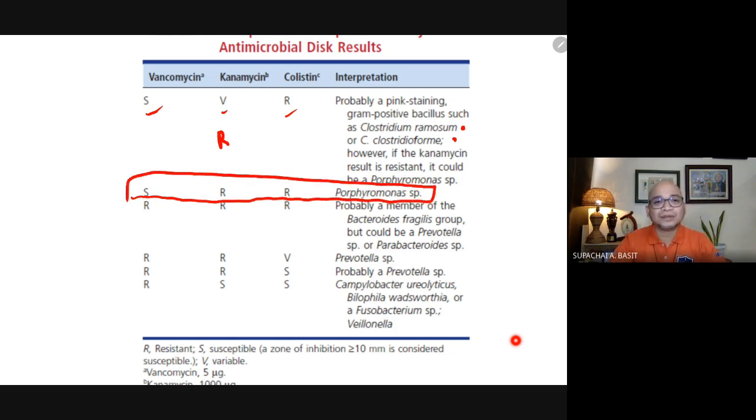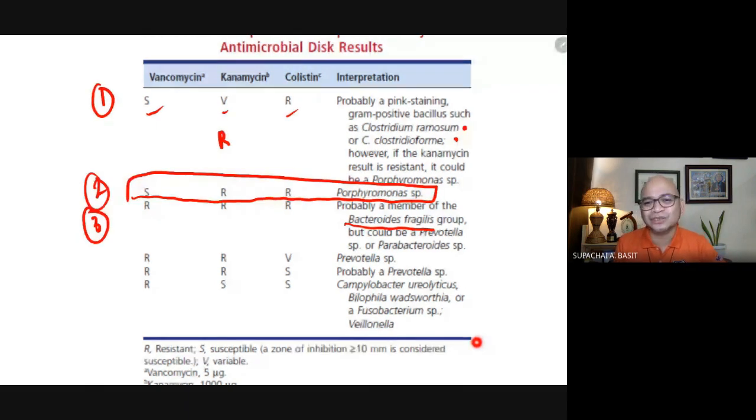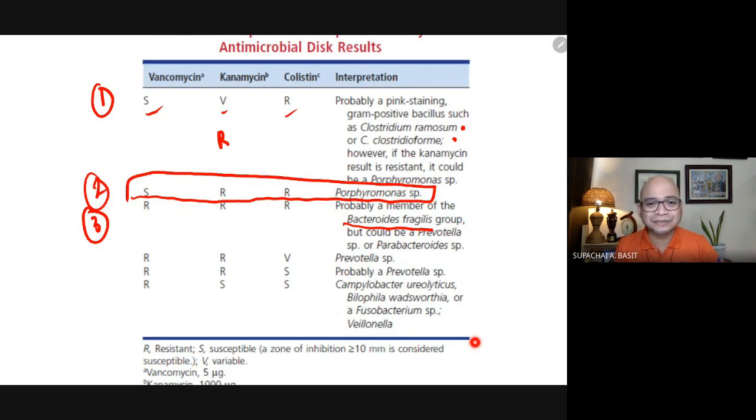Okay? So the only difference between result 1 and result 2 is actually kanamycin. Result number 3 means that all of the discs are resistant. So probably you are dealing with a member of Bacteroides fragilis. But it could also be Prevotella or Parabacteroides. So again, it's not confirmatory. It is just for presumptive identification.